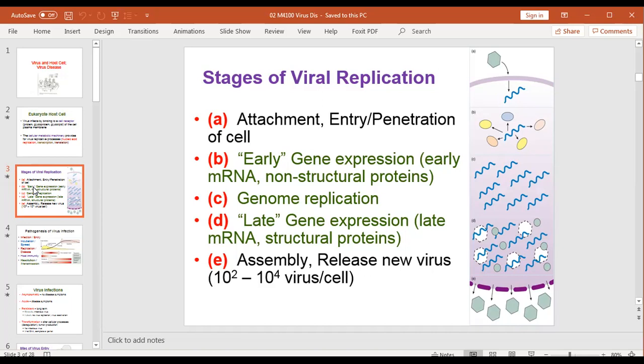Therefore, we have non-structural proteins of the virus, the genome is replicated, we have structural proteins, and the last stage is the assembly of these viral particles to make new viruses, and these new viruses are being released from the cell. Usually, per one single virus that gains entry into the host cell, 10 to the power 2 to 10 to the power 4 viruses will be released from the host cell.